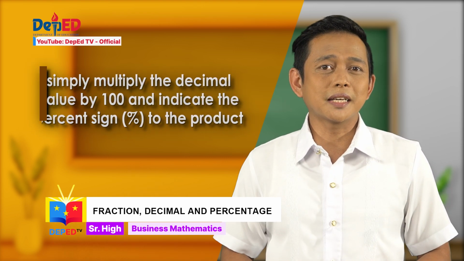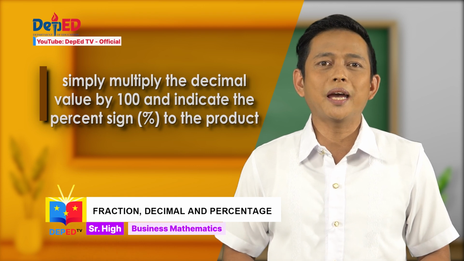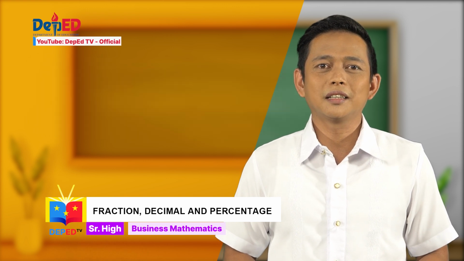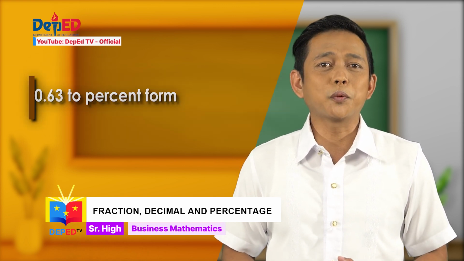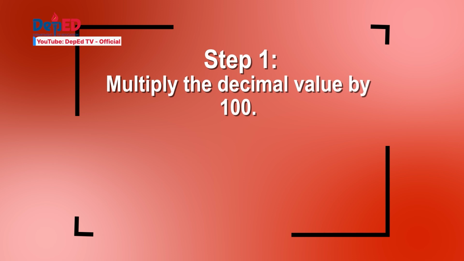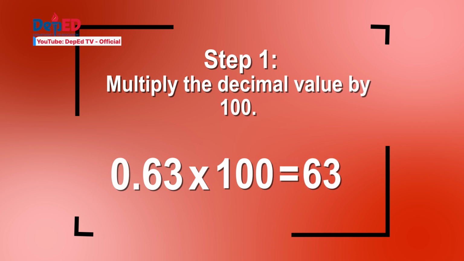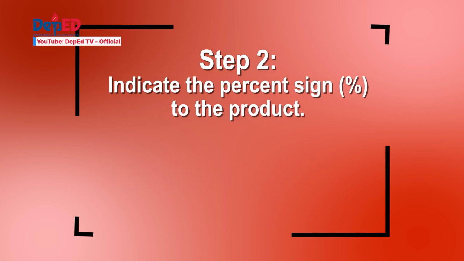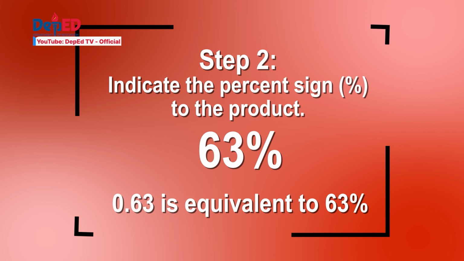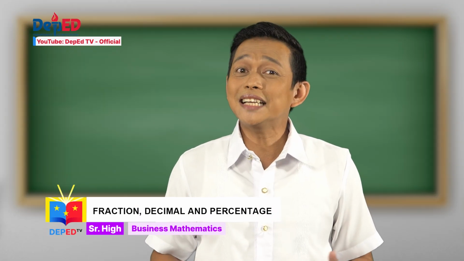Now, let us study the conversion of decimal to percent and vice versa. To convert or express a decimal to percent form, we simply multiply the decimal value by 100 and indicate the percent sign to the product. For example, convert 0.63 to percent form. Step 1. Multiply the decimal value by 100. 0.63 times 100 is equal to 63. Step 2. Indicate the percent sign to the product. That is 63%. Therefore, 0.63 is equivalent to 63%. You got it right! As simple as that.